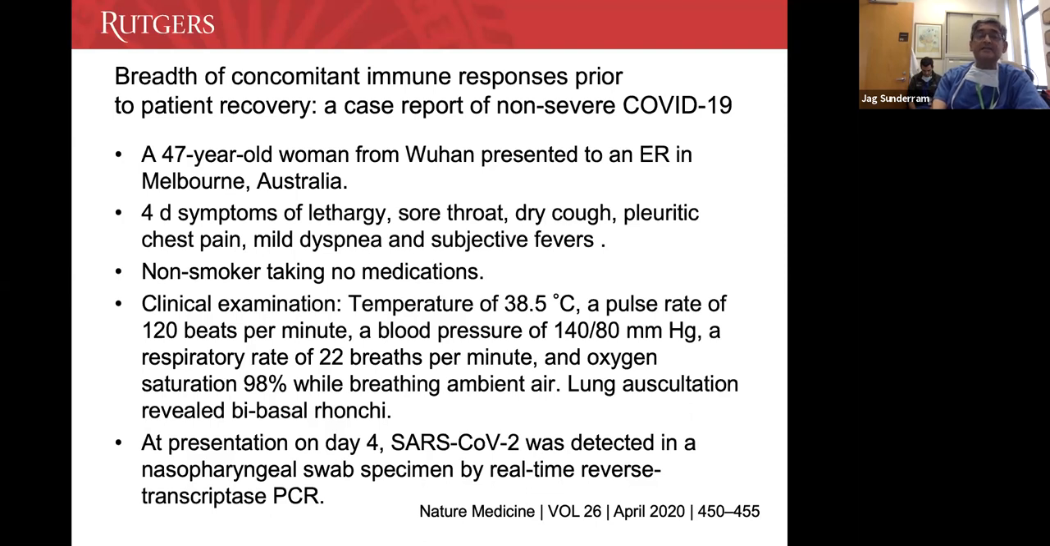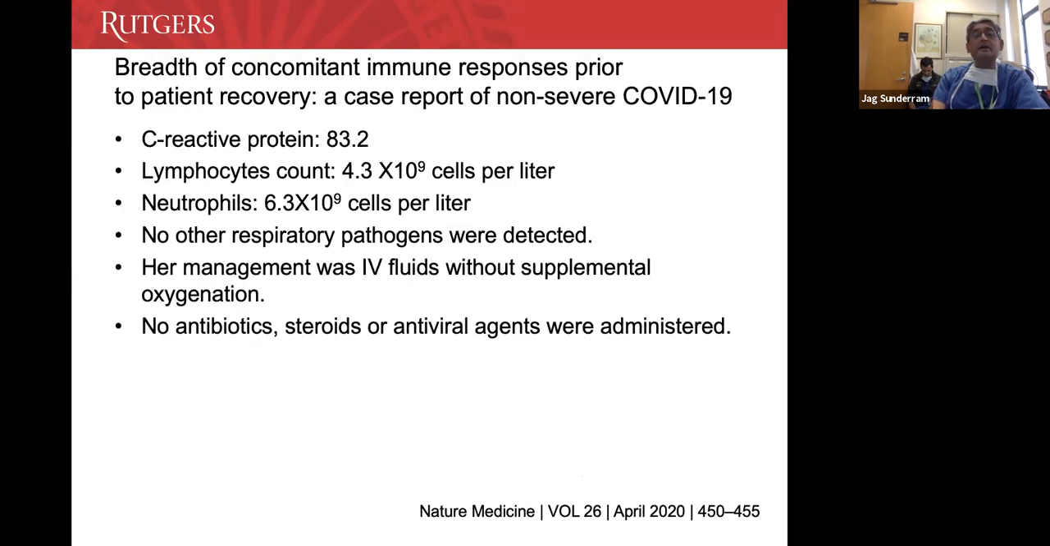She had nasopharyngeal swab testing done that revealed positivity for COVID. Her CRP was 83.2 milligrams per liter, so in our lab, it would be 8.3. The lymphocyte count was pretty normal, as were the neutrophils. There were no other respiratory pathogens detected. She was just given fluids, and not even given supplemental oxygen. She wasn't given antibiotics, steroids, or any antiviral agents.